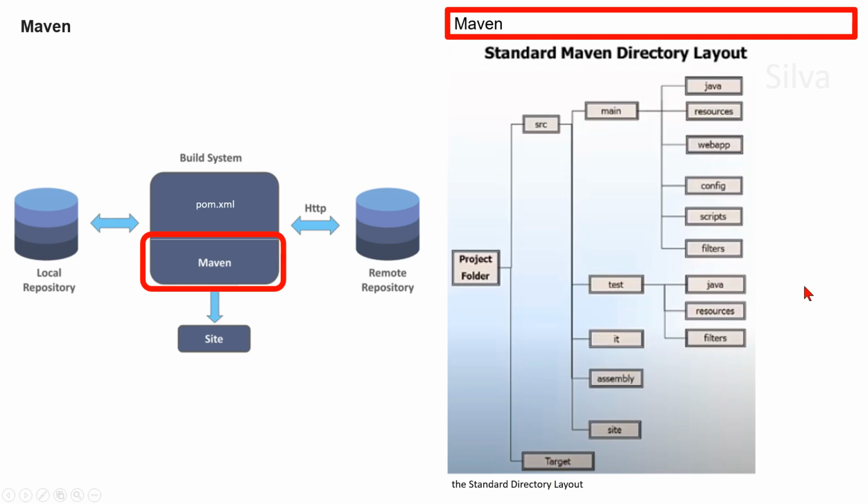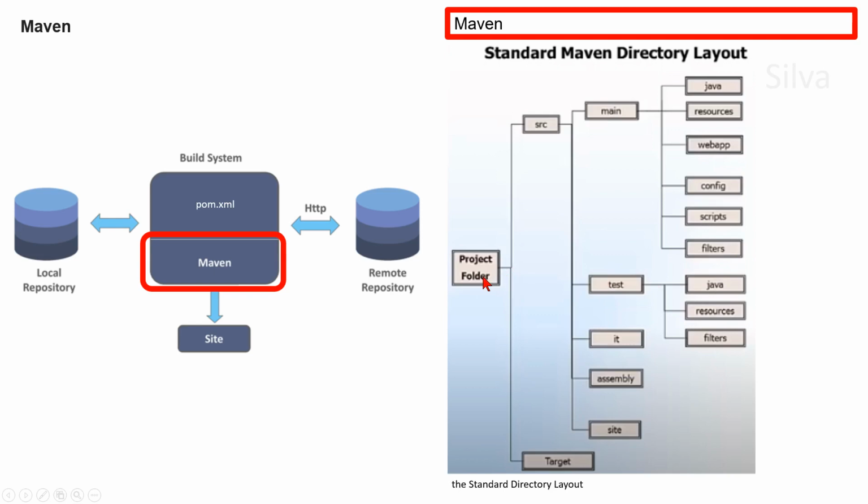If there are other contributing sources to the artifact build, they would be under other subdirectories. For example, source main ANTLR would contain ANTLR grammar definition files.